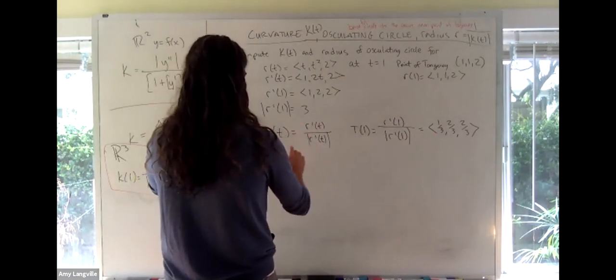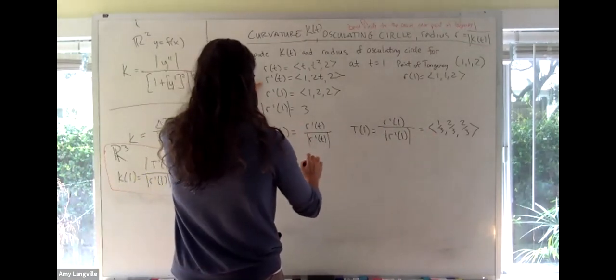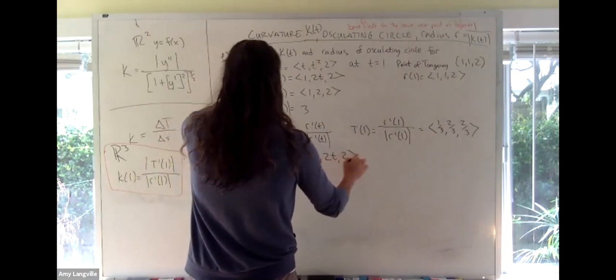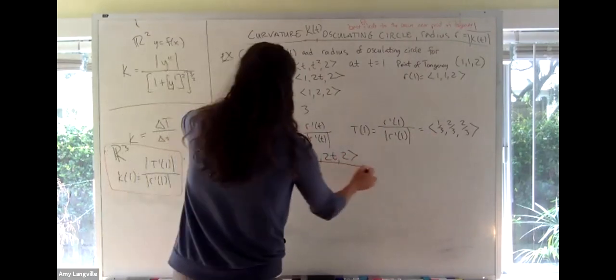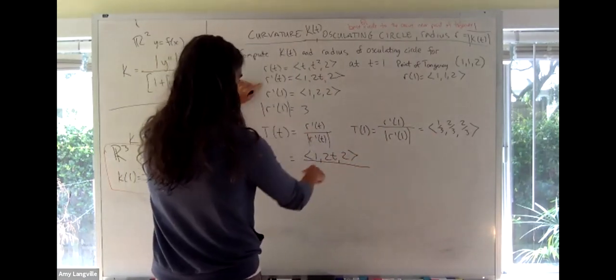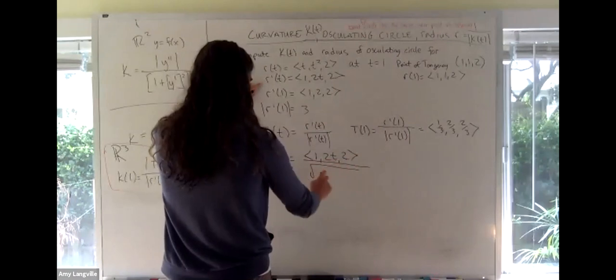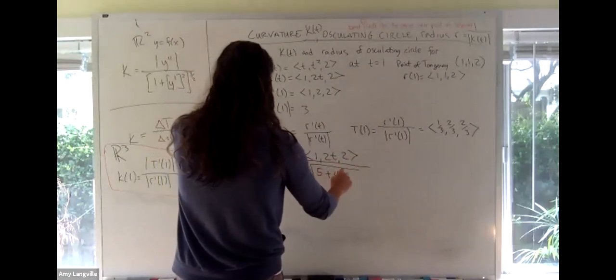Oh, so let me go back here and actually put this in this notation. This is 1, 2t, 2. Let's write it generally for any t. And then the sum of the components squared will be the square root of 1 plus 4 is 5 plus 4t squared.